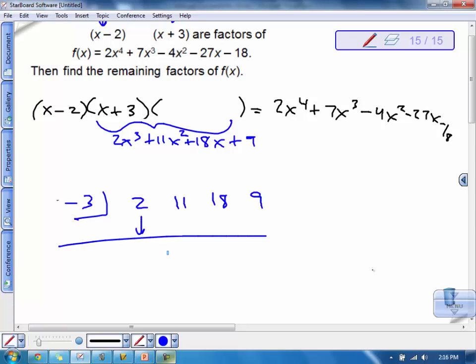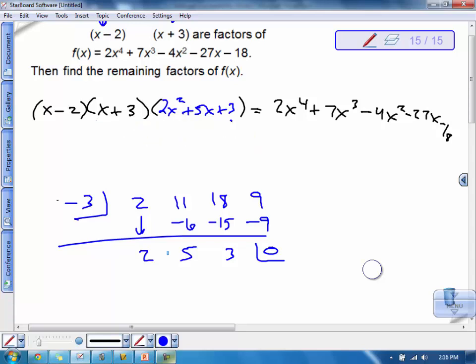Drop down the 2, multiply, add, multiply, add, and multiply and add. And this gives me what's left over right here, which was 2x squared plus 5x plus 3. And now I'm basically done. This is the leftover, the remaining factors of this function. And if I want, then I can factor this again by just guess and check with the two linear factors.